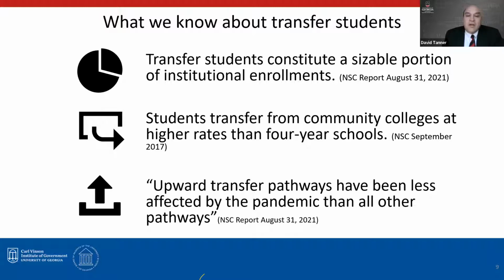You know, y'all are experts in transfer student work, not to beat the drum too much, but we do know a good bit from the literature about transfer students: that they are a significant portion of institutional enrollments, especially in certain institutions, and that rates of transfer from community colleges to four-year schools are higher. Something that during the pandemic, the upward transfer mobility has been less affected by the pandemic than other pathways. So people are still trying to move from maybe a two-year school to a four-year, or from a four-year to a research. And that pattern hasn't really changed since the pandemic.